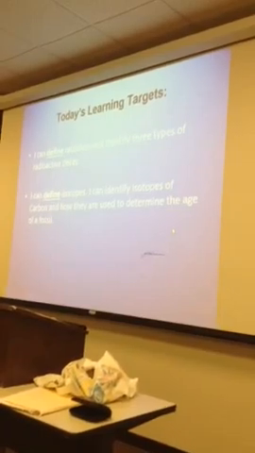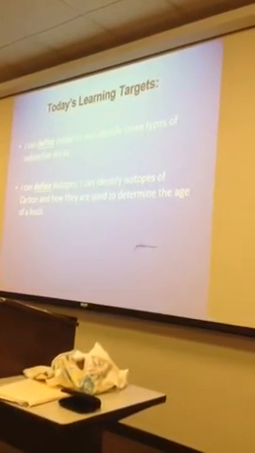The standard is the Next Generation Science Standard: develop models to illustrate the changes in composition of the nucleus of the atom and the energy released during the process of fission, fusion, and radioactive decay. So today's learning target is that I can define radiation and identify 3 types of radioactive decay. And I can define isotopes, and identify the isotopes of carbon and how they are used to determine the age of fossils.